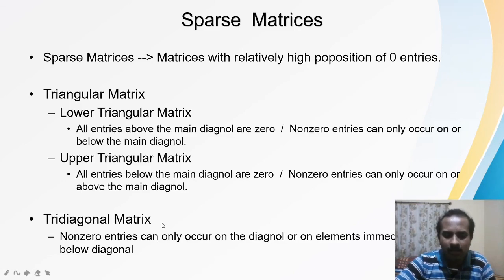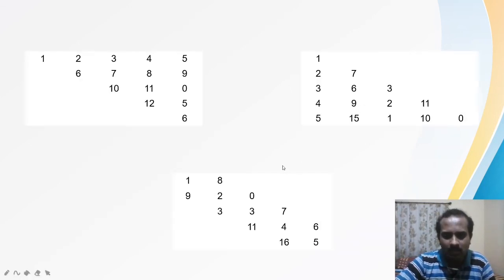Tridiagonal matrix. Non-zero entries can only occur on the diagonal or on elements immediately above or below the diagonal. So in the tridiagonal matrix, I have the non-zero elements on the diagonal and the elements immediately above, that means next line only, immediately above this one or below the diagonal is called a tridiagonal matrix.